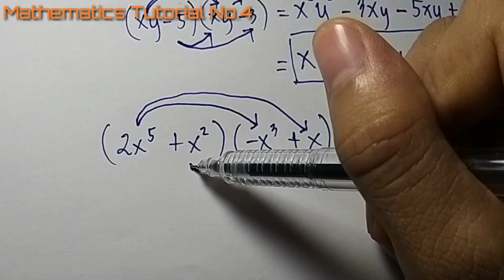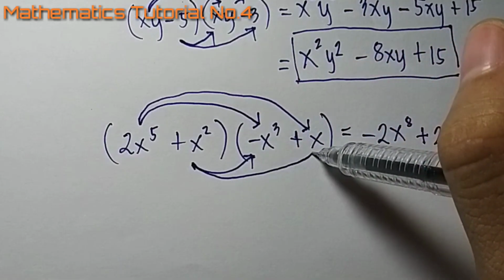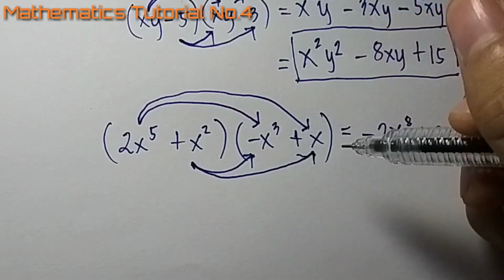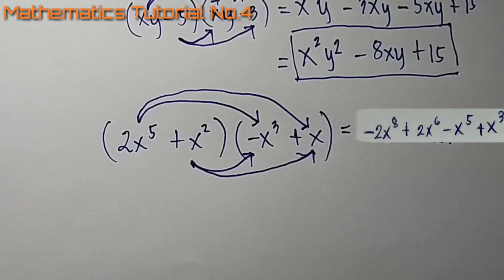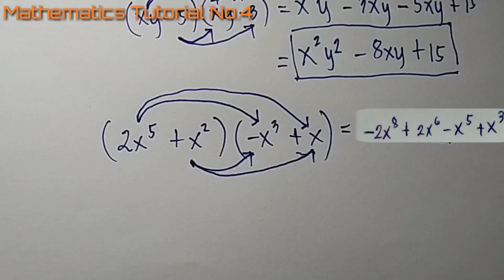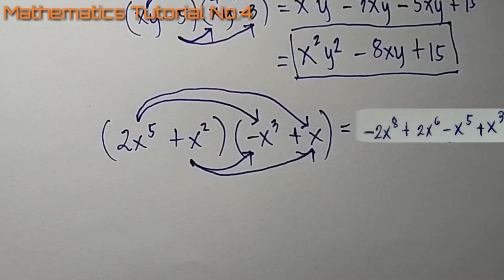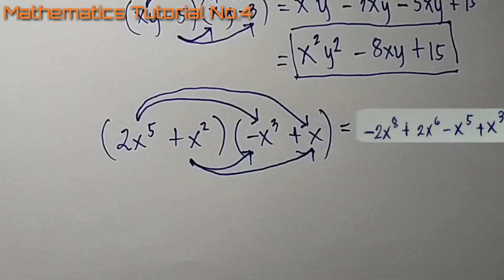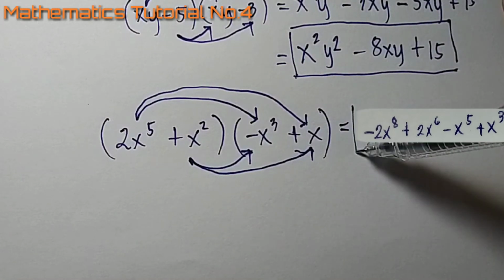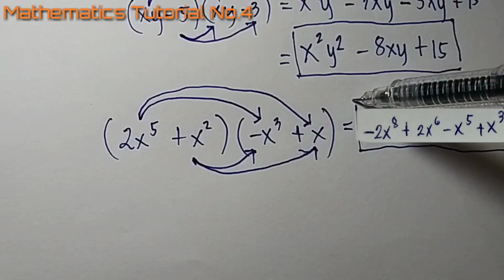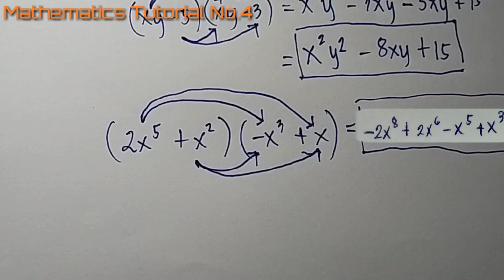Sunod, x squared na ta sa last terms. X squared times x, that is positive x cubed. So pag tan-aw nato, naa bay pariha nga term o wala. So kung wala siya, dili na nato ma-simplify. So mao ni atong product of our two binomials.